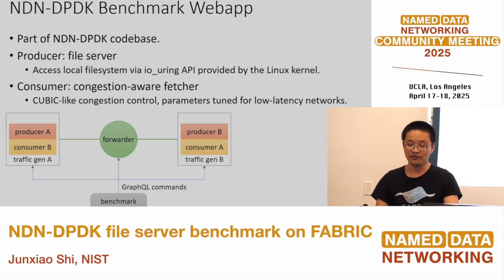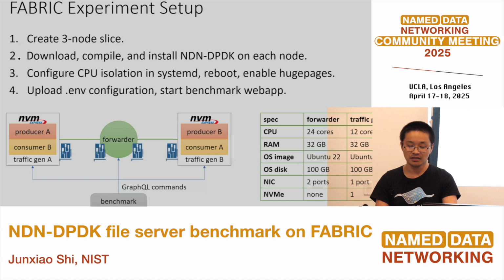To deploy this on FABRIC, we made a Python-based script that calls into FABRIC's FABlib API, and it will make the topology just like this. As we can see, each producer has access to an NVMe storage device. This is where the files that are served by the file server come from. And they are interconnected using FABRIC's SmartNIC capability.